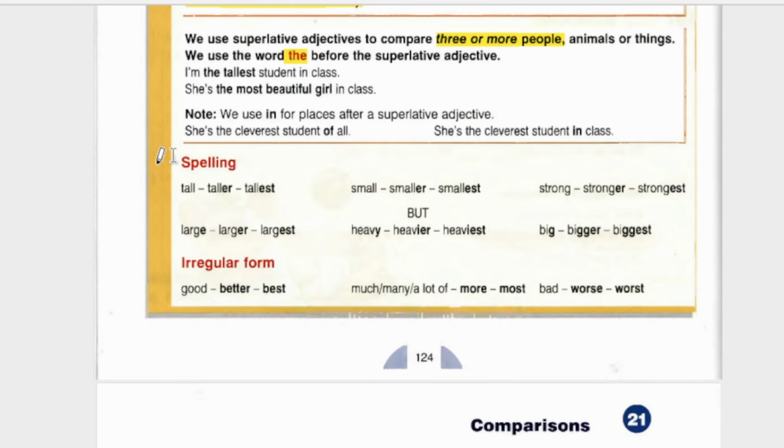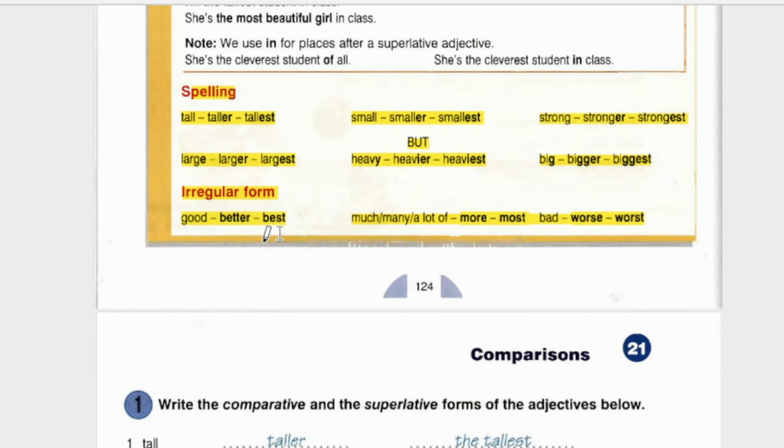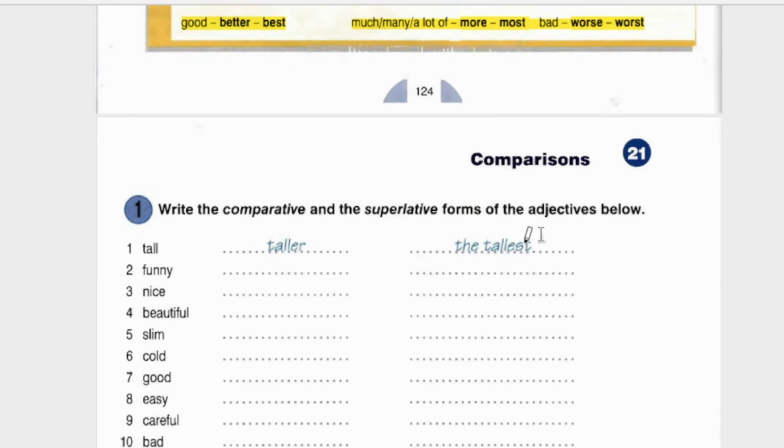So remember this spelling: tall, taller, tallest; small, smaller, smallest; strong, stronger, strongest; but large, larger, largest; heavy, heavier, heaviest; big, bigger, biggest. In irregular form, good, better, best; much, many, a lot of, more, most; bad, worse, worst.